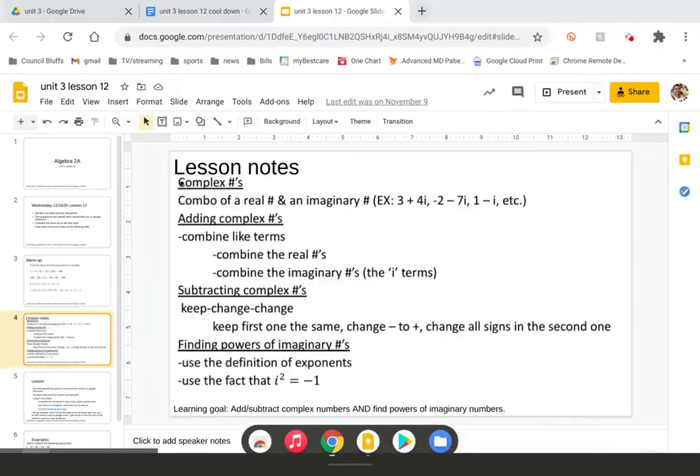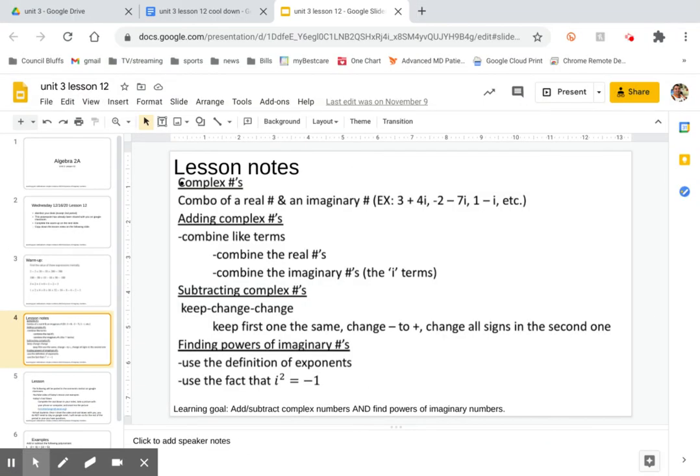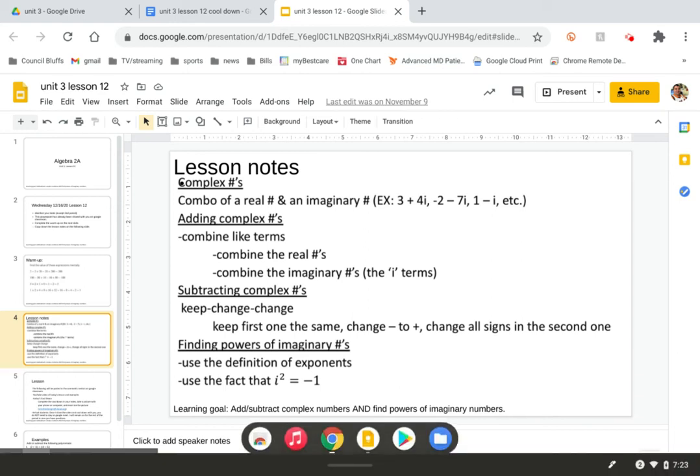The last part of our lesson is finding powers of imaginary numbers. We started talking about this yesterday. We want to first use our definition of exponents. We also want to use the fact that i squared is equal to negative 1 as a way to simplify the expression.